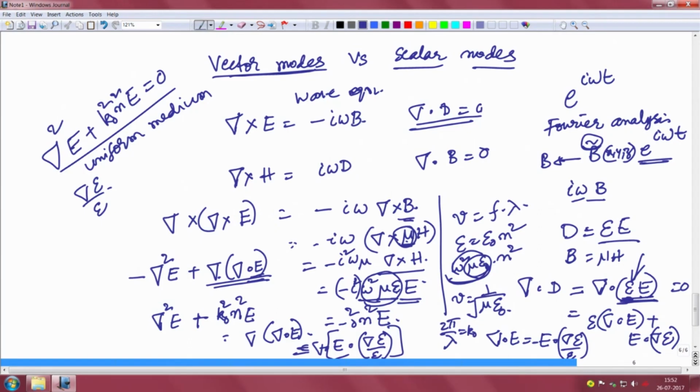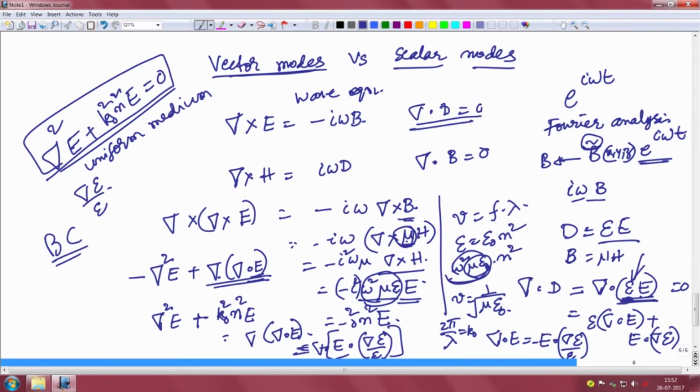We have a simplification for the step index media by using the boundary conditions. Because each of the regions is uniform, we can use this wave equation for each of the regions and then match the boundaries. That is what we have done in the scalar approach.